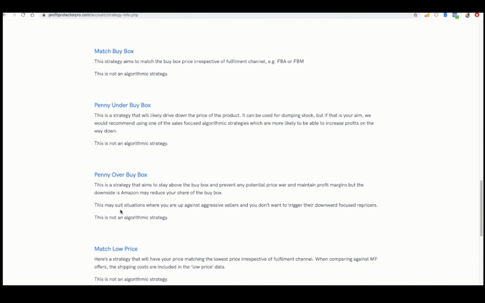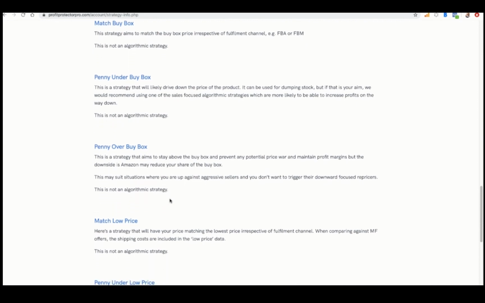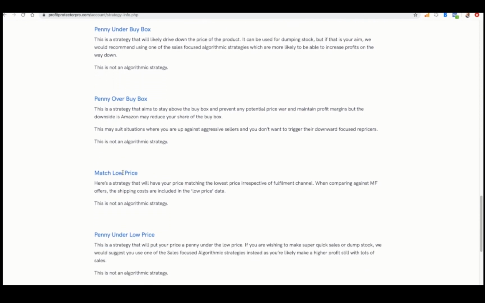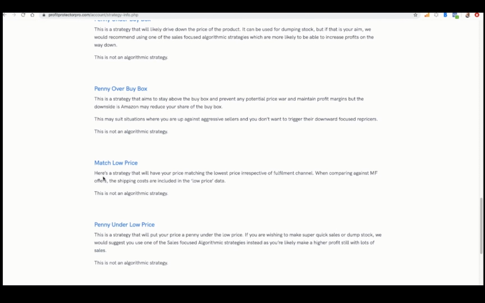So if that's something you wanted to do, as we talk about here, this may suit a situation. If you're up against really aggressive sellers who've only got repricers that go down, so once they go down, they don't go back up again, then this could be a good option because you won't trigger their downward focused repricers. Not all repricers are as clever as Profit Protector Pro, and not all of them will be working to increase your profits. So if you're up against crazy sellers without Profit Protector Pro, that could be an option for you.